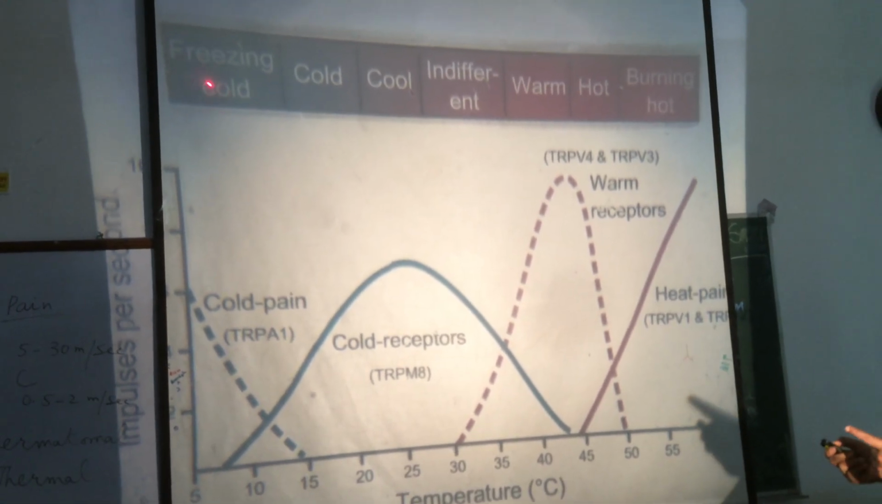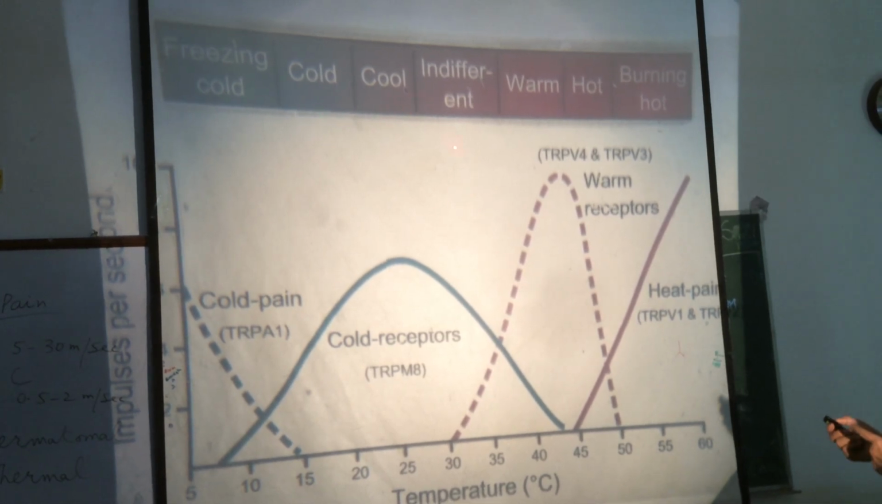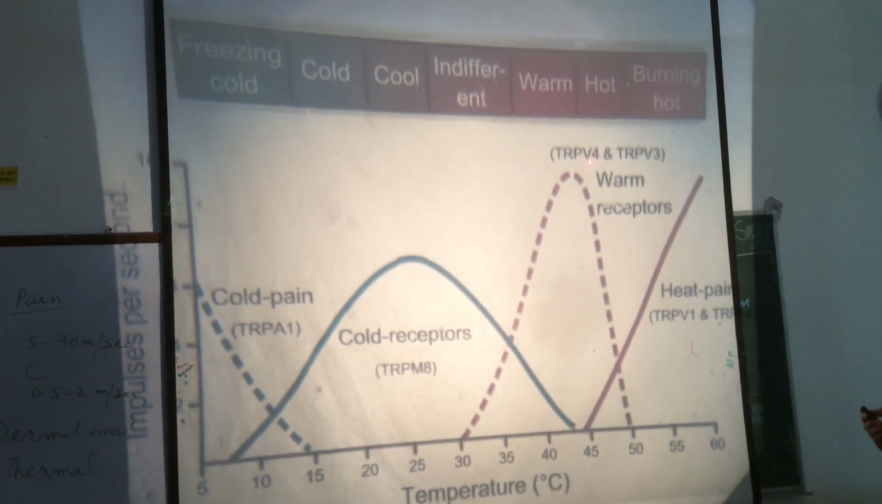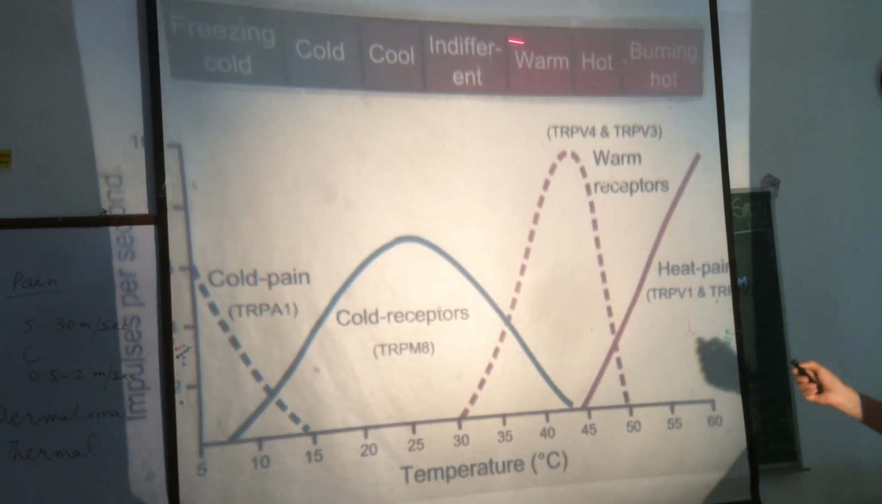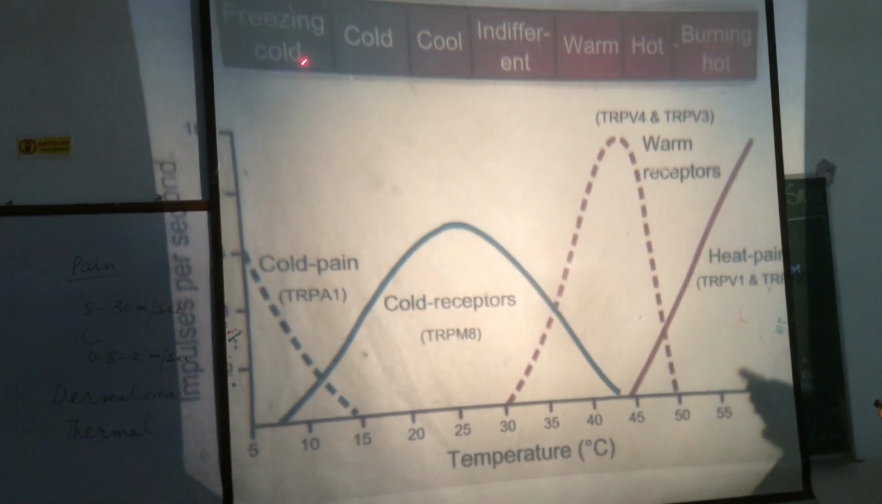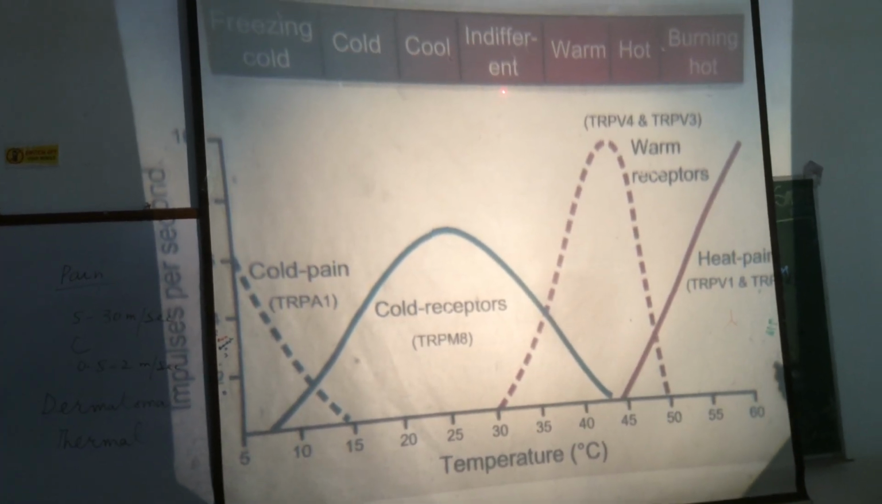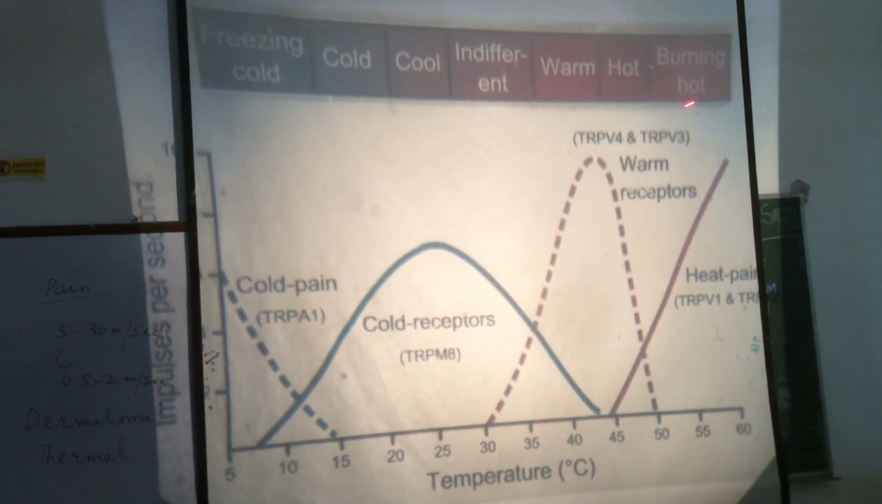From one end, freezing cold, cold, cool, indifferent zone, warm, hot, and burning hot. So these are about 7 grades, not 5, of the thermal sensation.